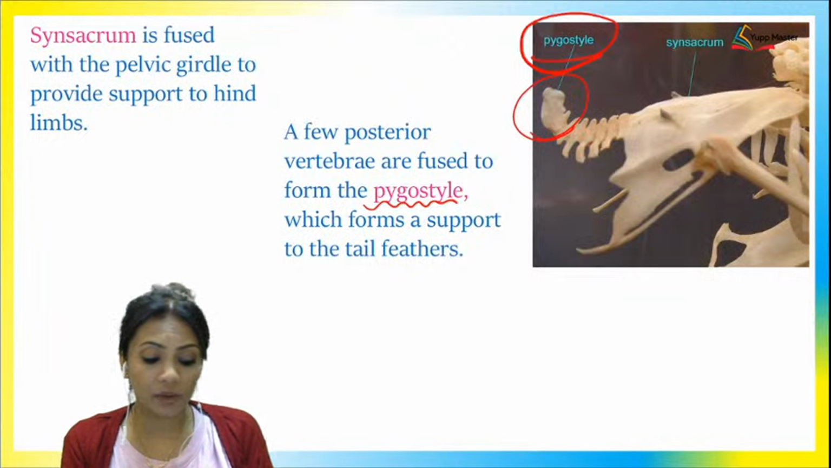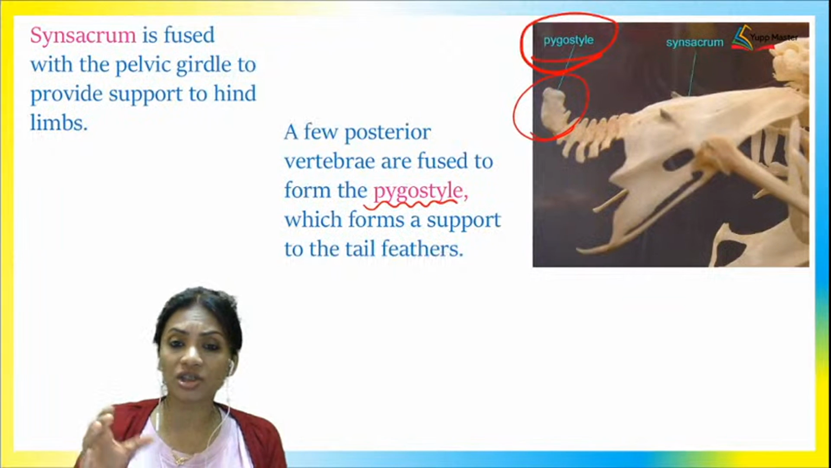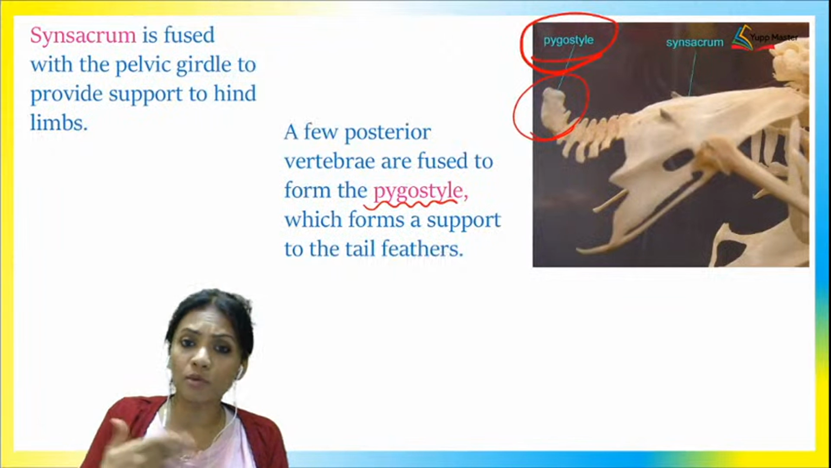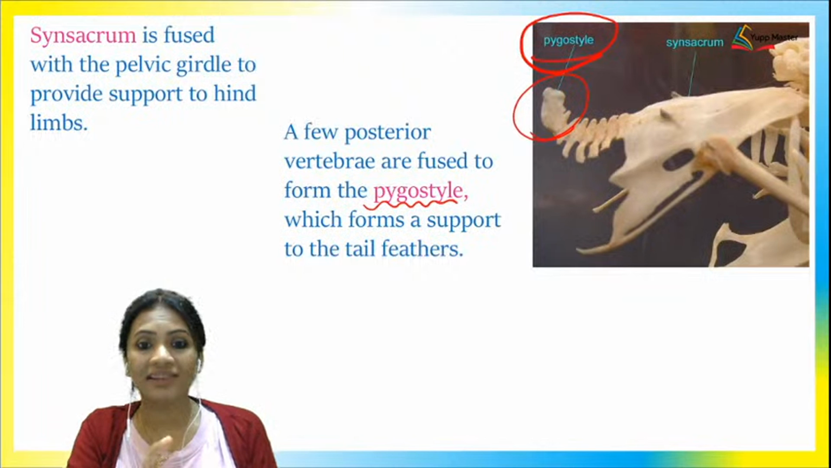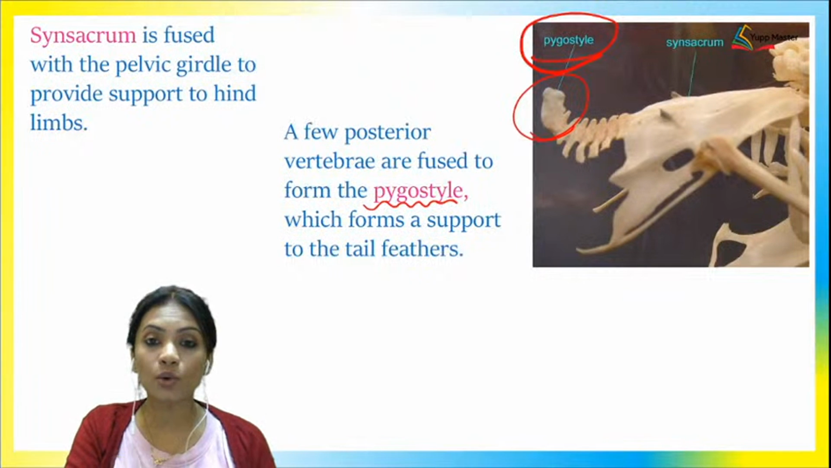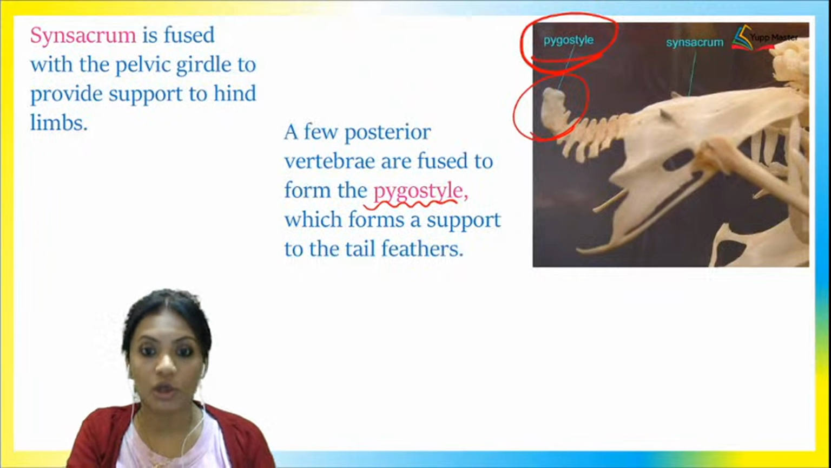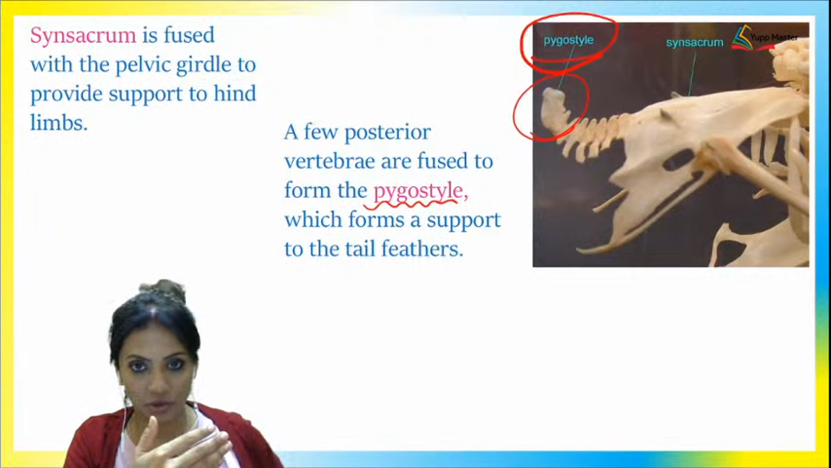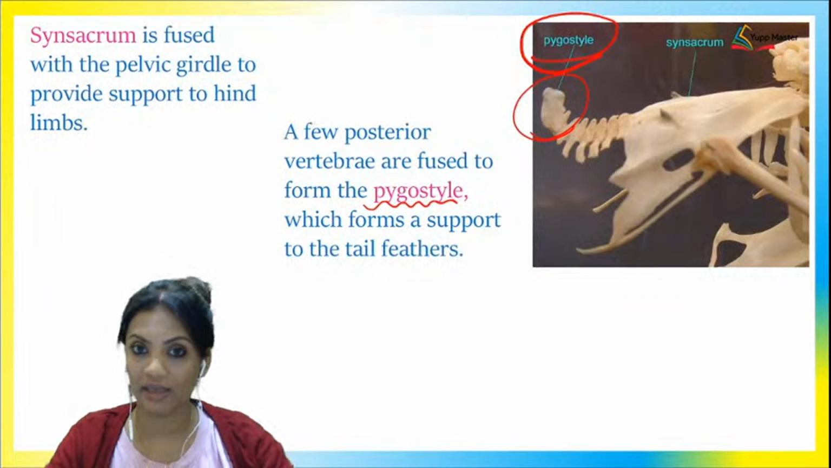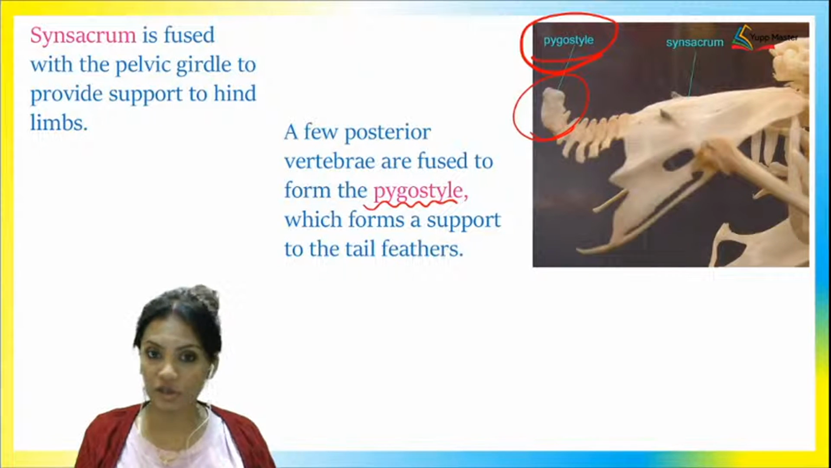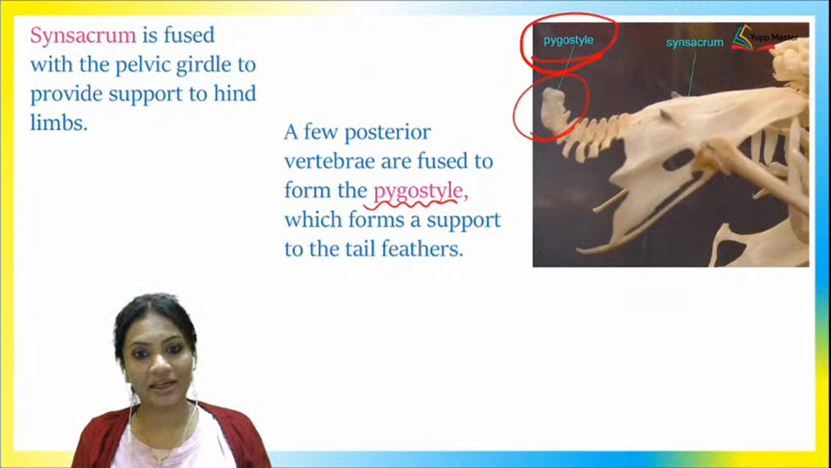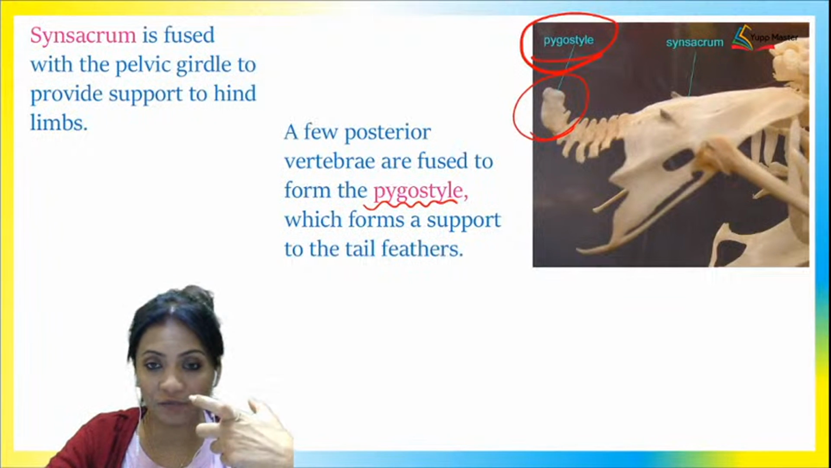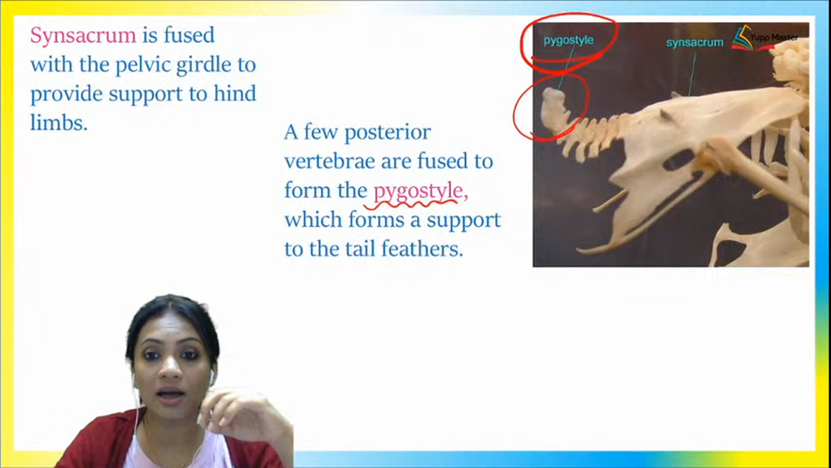What is this all about? Pygostyle means that these are just all the rear or the posterior most vertebrae. These vertebrae are going to be fused together, and they are fused to form a pygostyle. What is it going to do? This is going to help to give support to the tail feathers. I told you that there is a rudimentary tail, and in that region there are feathers present. So to give support to those feathers, there is a bone which is fused, and that bone is called the pygostyle.